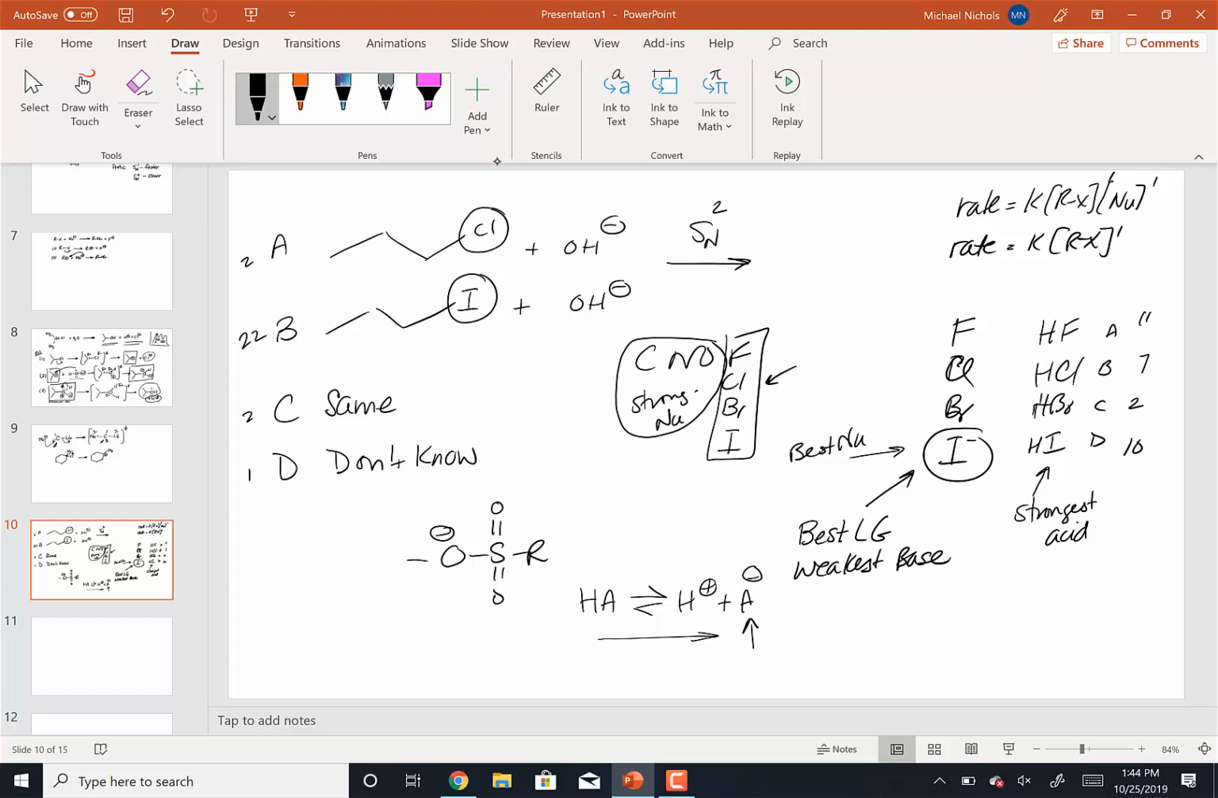Sabrina. So when you're talking about horizontally, but the best leaving group, how is that? What is the best leaving group out of this? C, N, O, F, F.